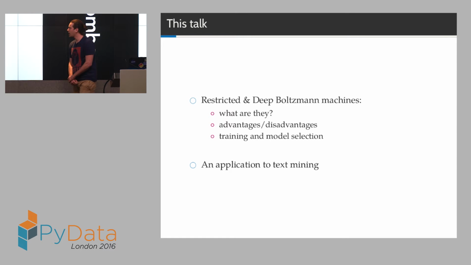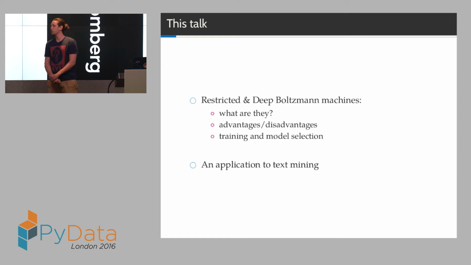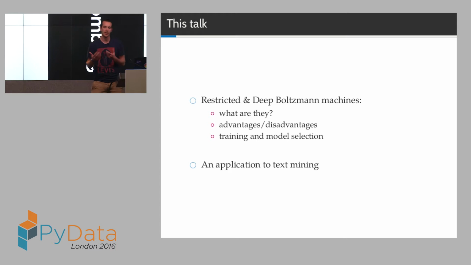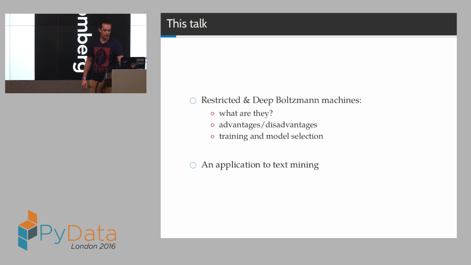So in this talk, I'm going to talk about restricted and deep Boltzmann machines. I want to try to give you an idea of what they are, what the advantages and disadvantages of using these models are, and I want to briefly discuss training and model selection. And I want to try and motivate all of this with an application to text mining.